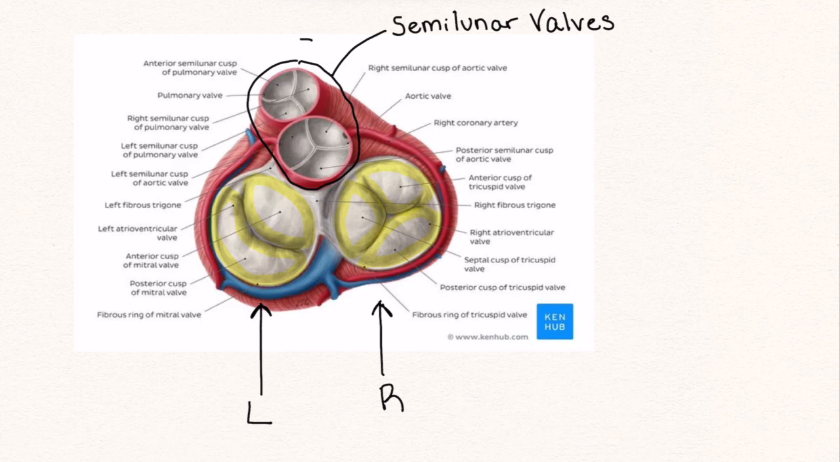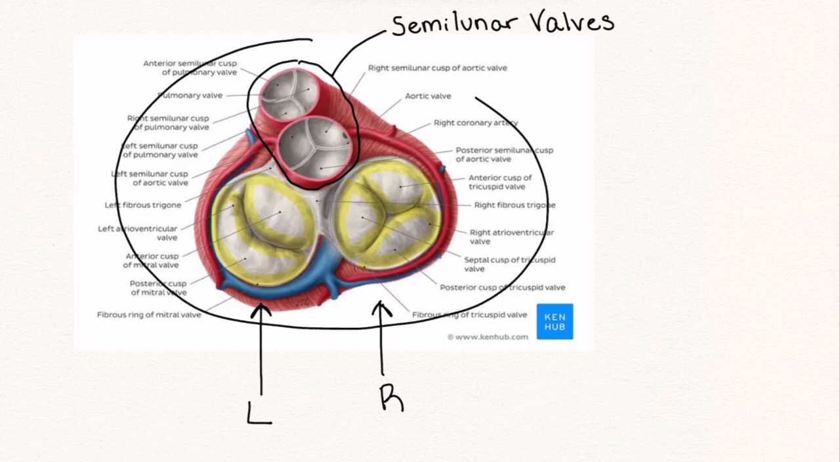So if this image, this diagram, represented a human, the ventral side, or the front side, would be at the top. The dorsal side, or the back side, would be at the bottom.